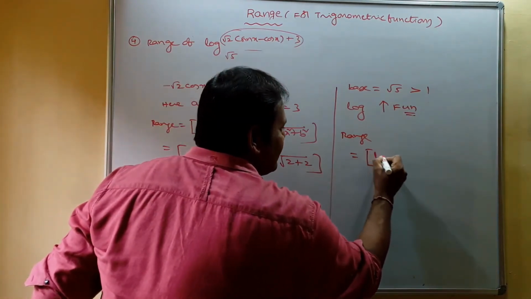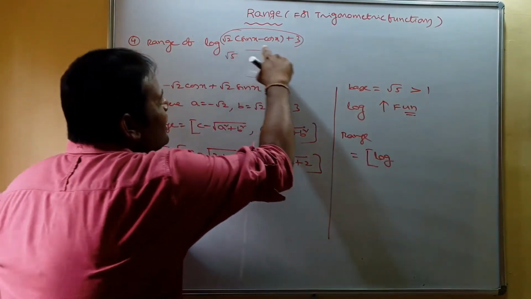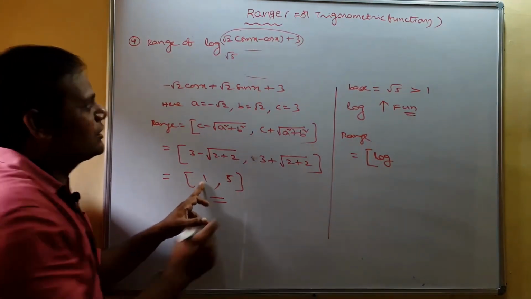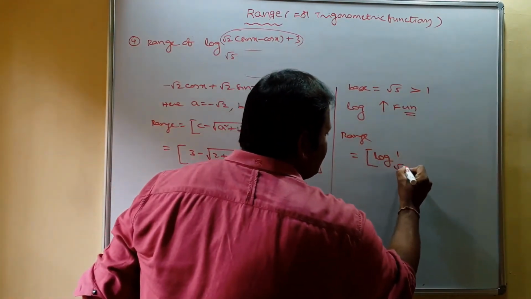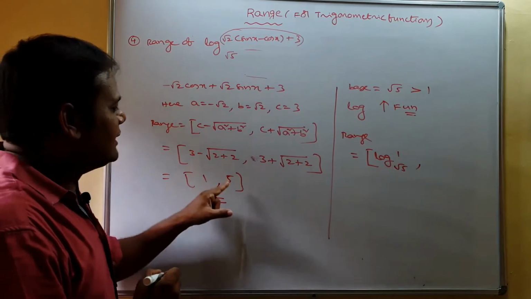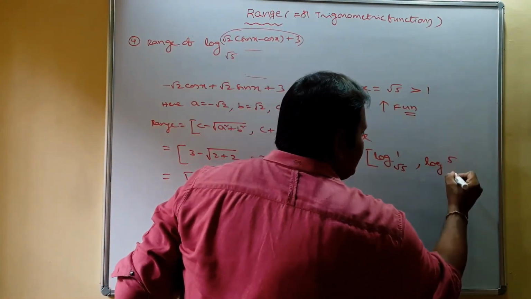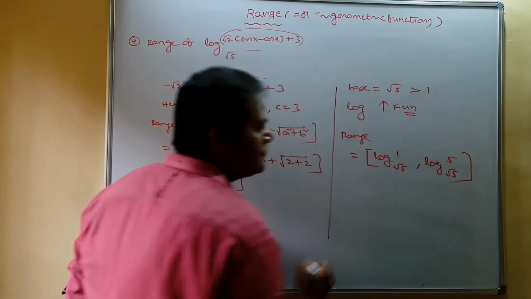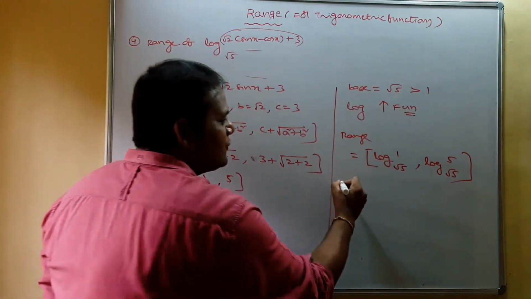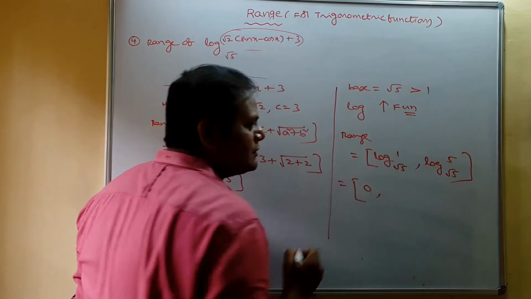a closed interval. Log, least value for this, what is it? 1. So log 1 to the base root 5, comma, greatest value, it is 5. So log 5 to the base root 5. Is it clear? What is log 1? Yes, you know log 1 is 0.